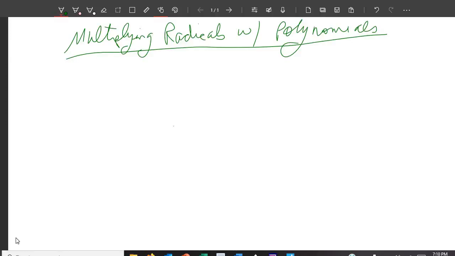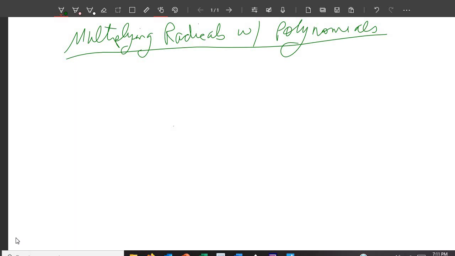Multiplying radicals with polynomials. What we're going to be doing in this section is the distributive property and the FOIL method, but with square roots. I'm only going to do square roots. Now, in order to multiply, they have to be the same root. On the previous lecture, I did multiplication. Now, I'm going to apply that to polynomials.